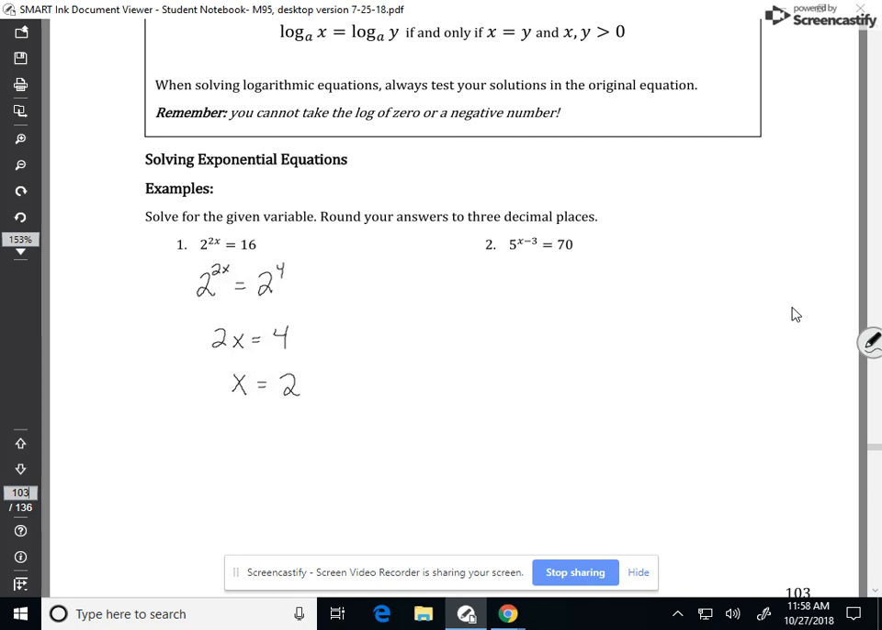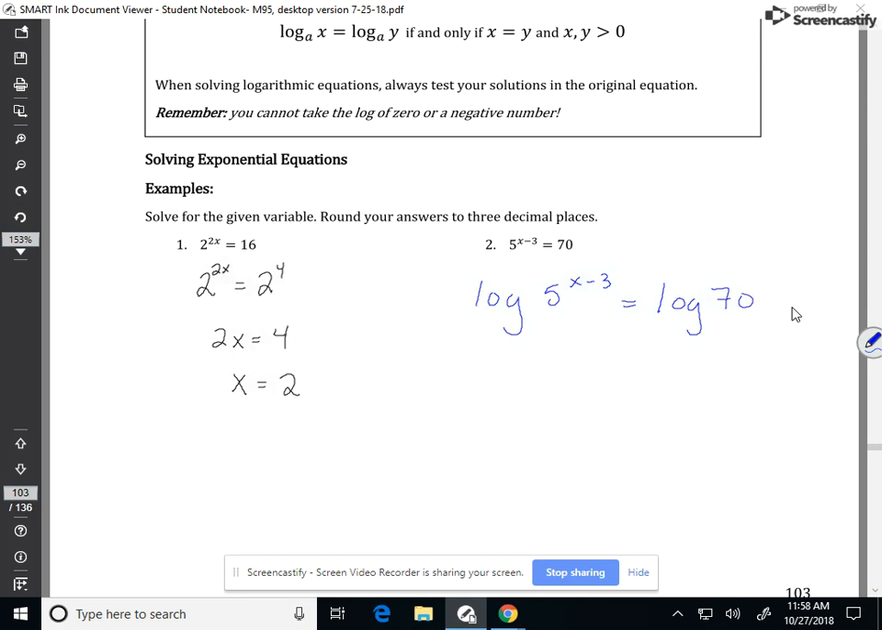When I go to the next side, number 2, it says 5 to the x minus 3 equals 70. Well, I can't represent 70 as a power of 5, meaning I can't take 5, raise it to some exponent, and get 70. So what I need to do instead is I need to use logarithms to solve this. So my first step is to take the log of both sides. So I'm going to do log of 5 to the x minus 3 equals log of 70.